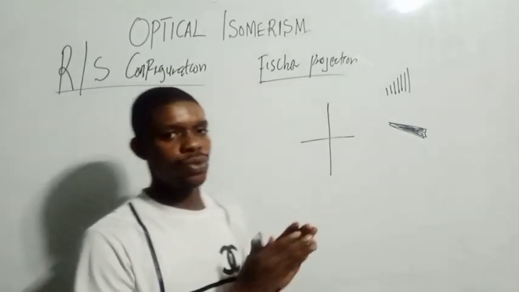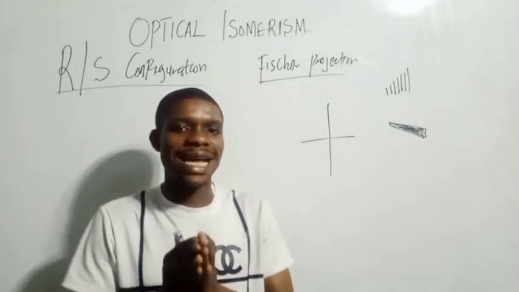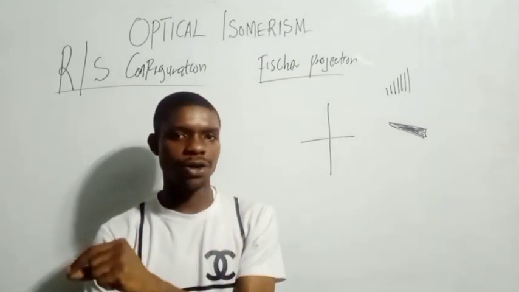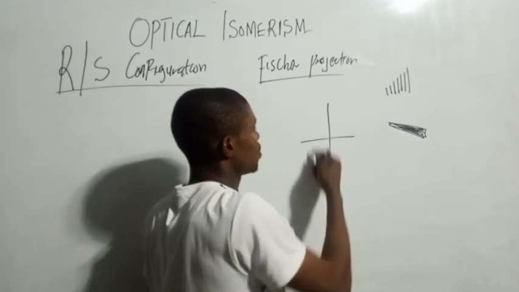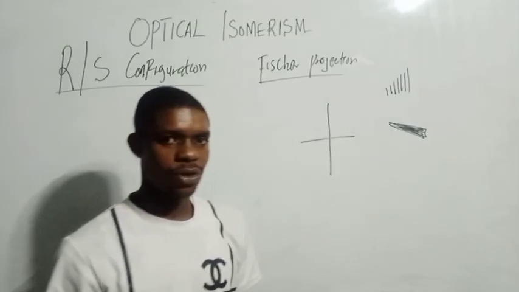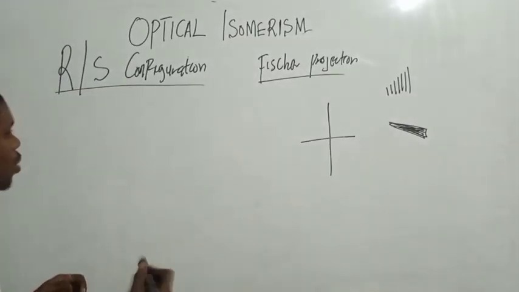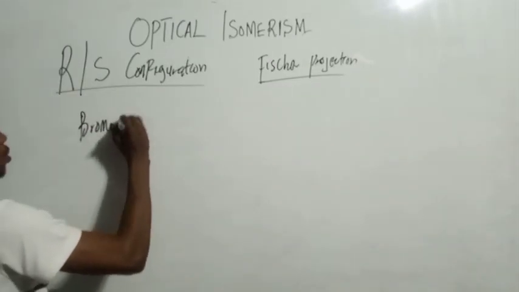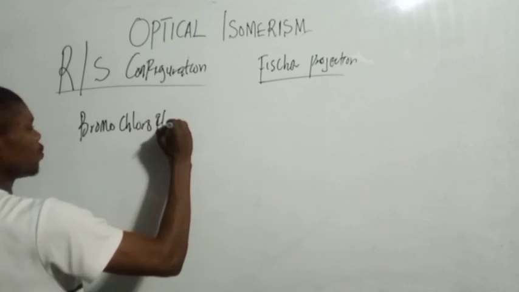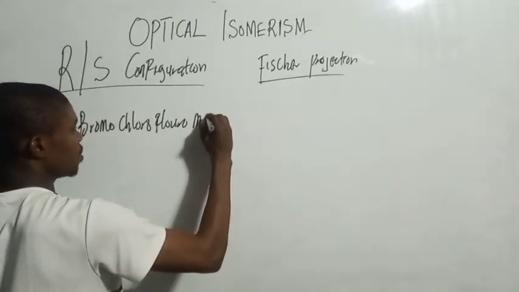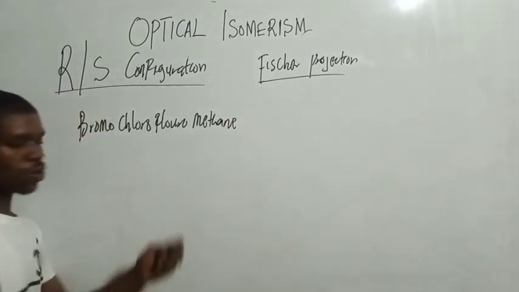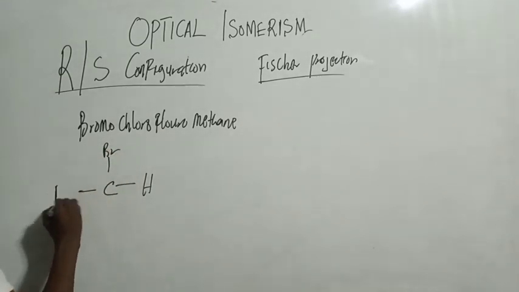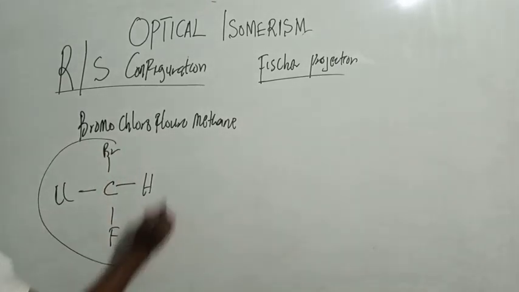When you want to assign R and S configuration, what you want to keep in mind is that the group with the lowest priority should always be at the vertical bond. If, for example, they say draw the R and S configuration for bromochlorofluoromethane. Do you get it? Methane has only one carbon, with hydrogen here, Br, Cl, and F. Just that.